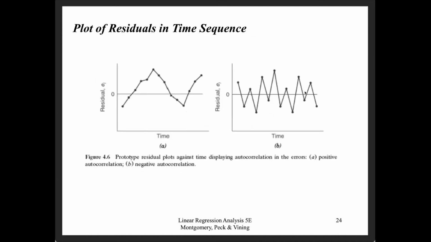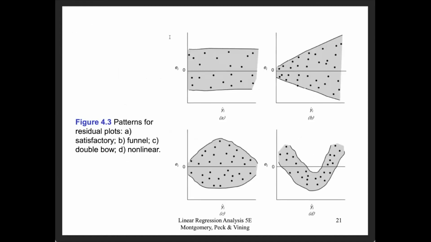Now, this is not from the example. This is just an illustration of what can happen if we plot residuals in time sequence and we see a pattern. When we plot the residuals in time sequence, if the error terms are stochastically independent, then what we ought to see is something like this from figure 4.3, where we just have a random scattering of points about that horizontal line.